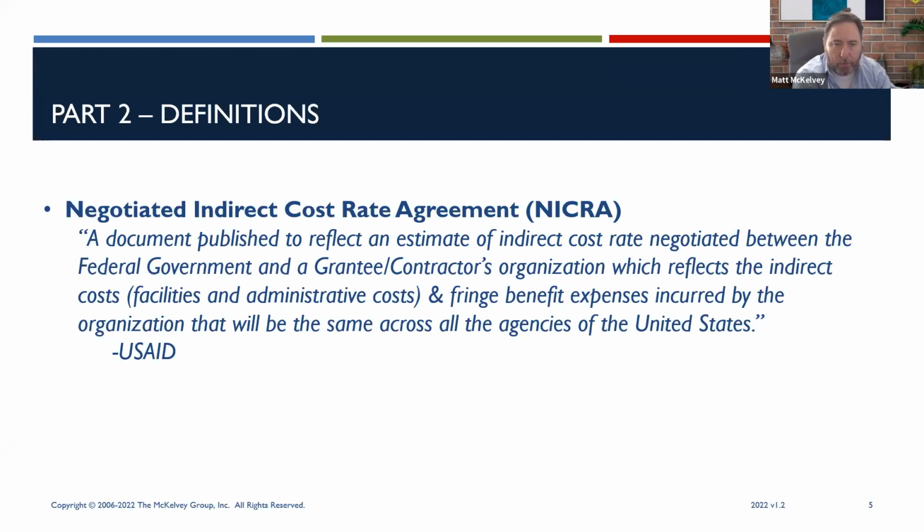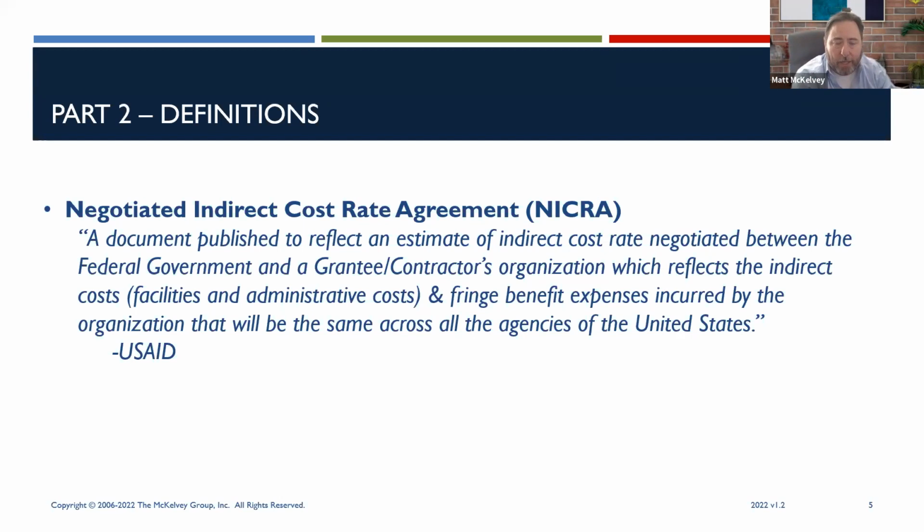And the reality is, if you have negotiated rates with the government, when you submit a proposal for a grant or a contract, by having a NICRA or any kind of negotiated indirect rates, the government will accept the rates you submit. That's the most important thing. You don't have to justify them anymore. You don't have to provide supporting information. You don't have to argue about them. Fundamentally, once you have a negotiated indirect rate, you can use that for the term of that NICRA.